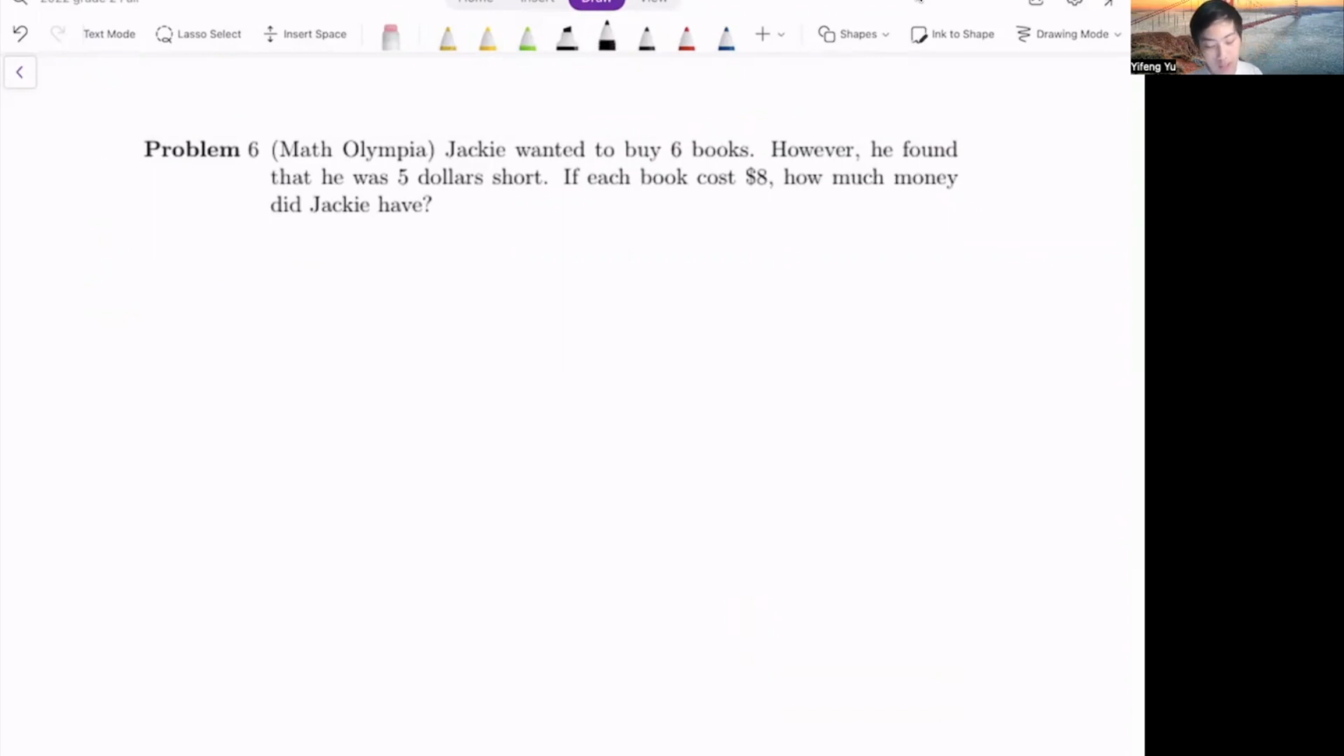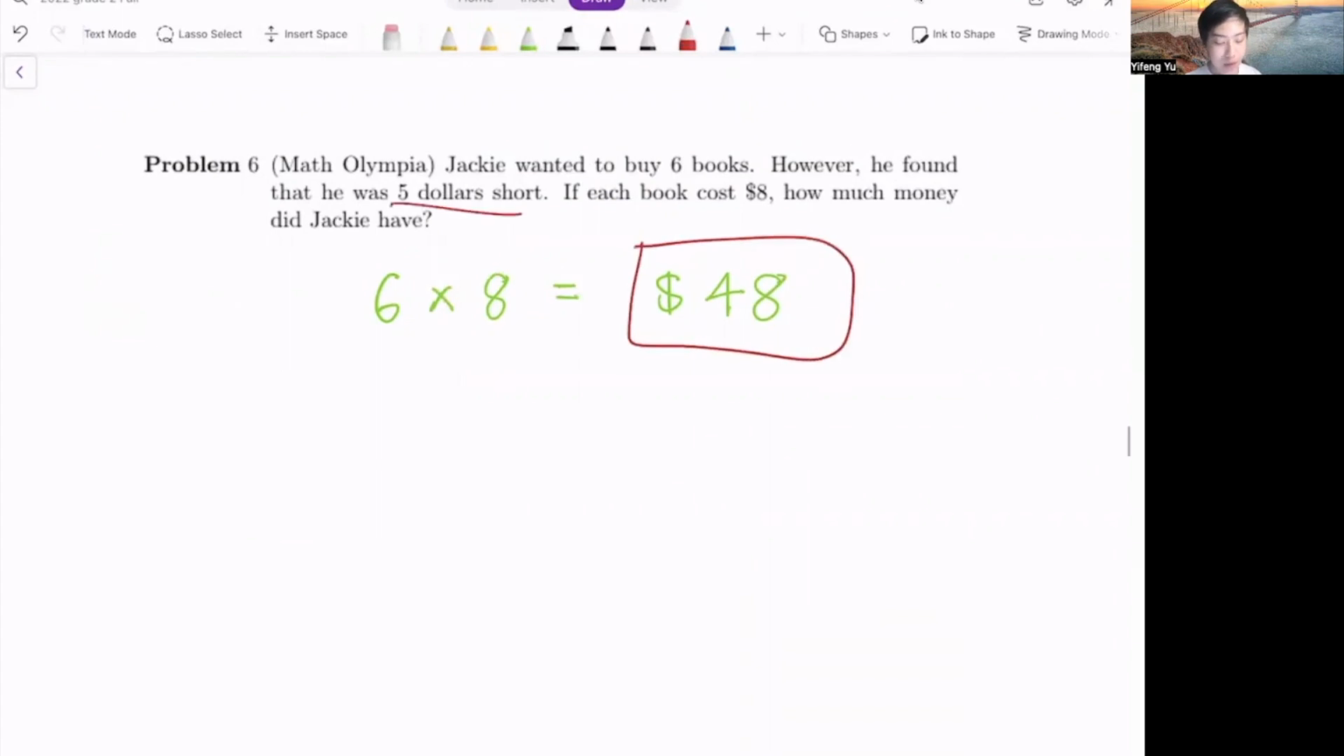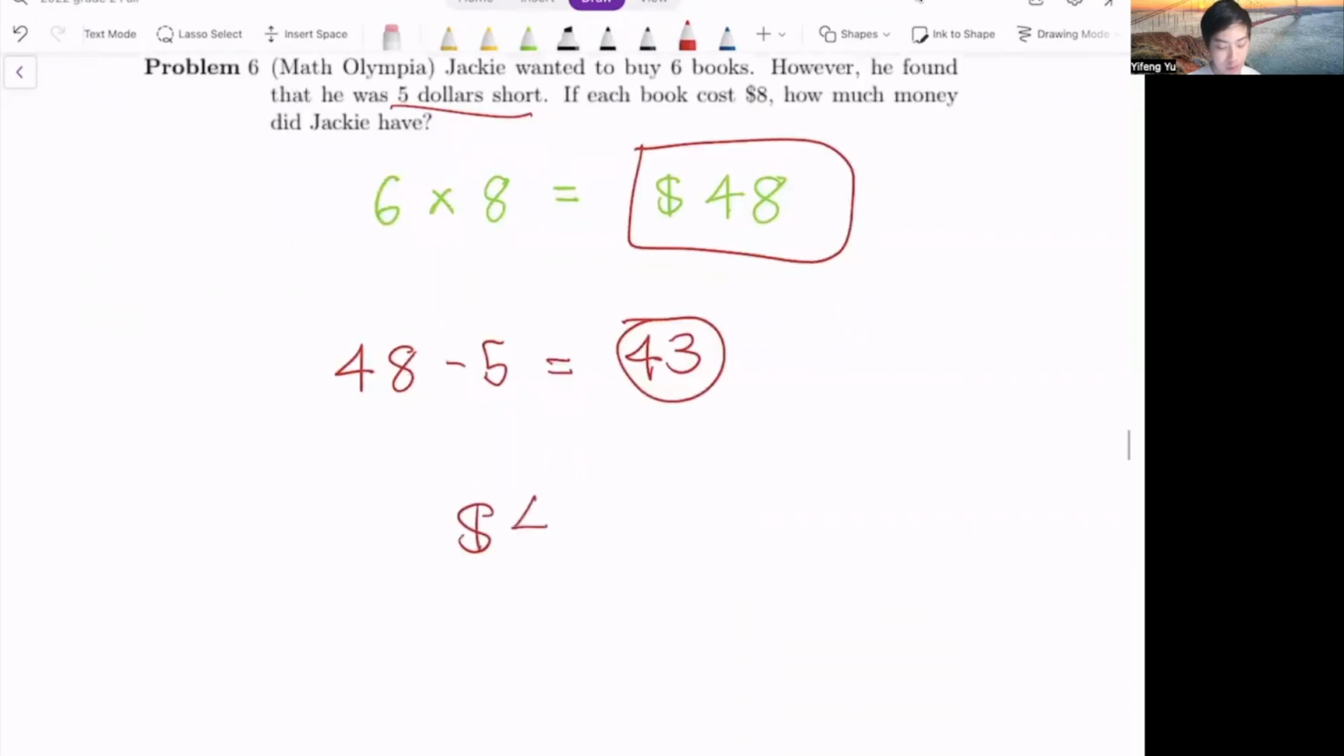So if Jackie wanted to buy 6 books and each book cost $8, we can write that as the equation 6 times 8 equals $48. So these 6 books that he wanted to buy cost $48 in total. But since he was $5 short, we need to subtract 5 from 48 to see how much money he actually had. And that just gives us 43. So Jackie had $43, which means he did not have enough to buy 6 books.